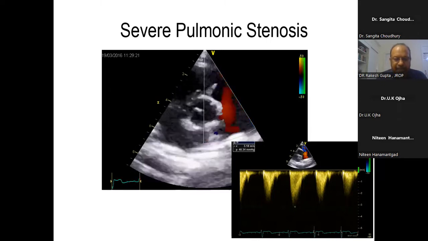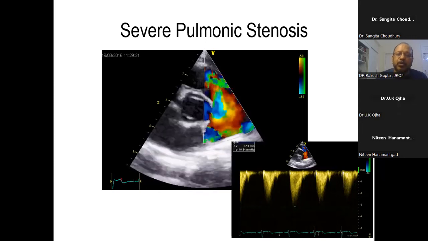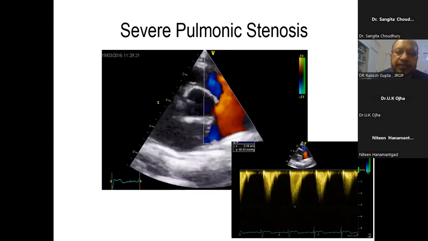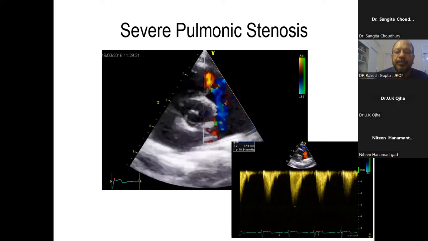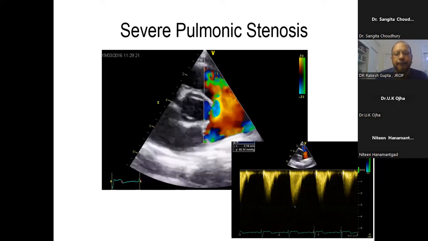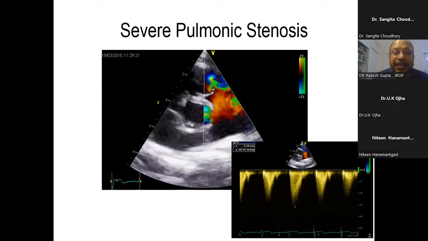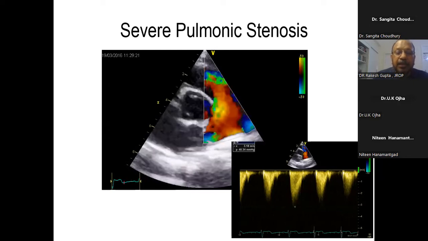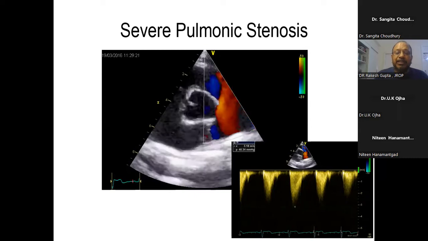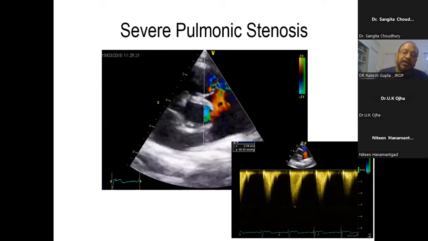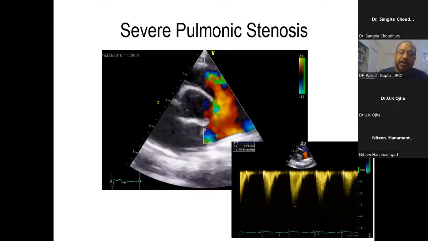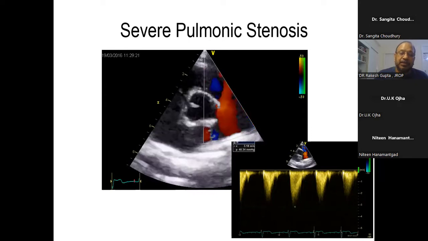RVOT, pulmonic artery and RVOT are almost the same thing: 2.2, 2.6, 2.7. Sir, why is it thicker than LVOT? Why is it bigger than LVOT? LVOT gives rise to one vessel, that is the aorta, and the pulmonic artery gives rise to two vessels, that is the right and left pulmonic artery.